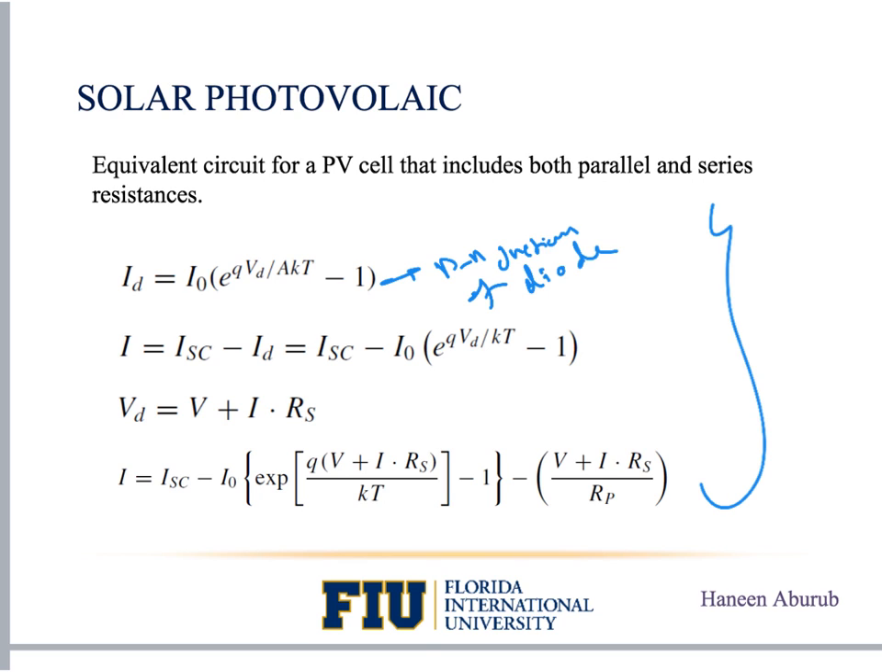And the second equation is the current, which is the I short circuit minus the I diode, and the voltage across the diode is V plus IRS. Then finally, the last equation describes the voltage-current characteristic curve for the PV equivalent circuit. Okay, so this is for the PV equivalent circuit.